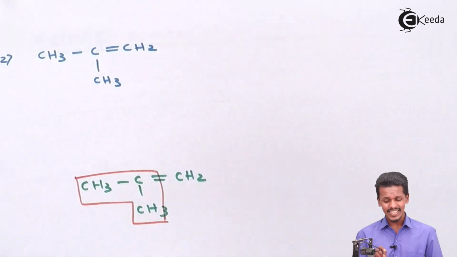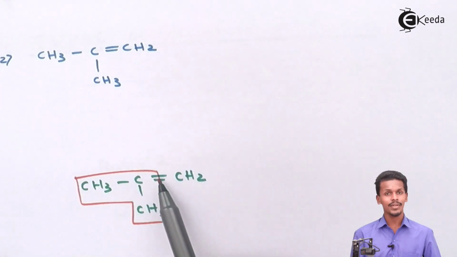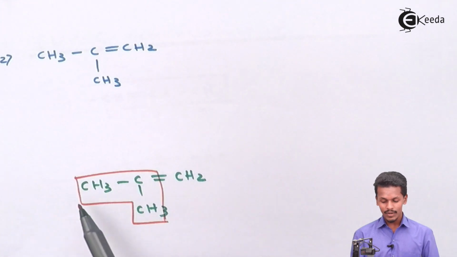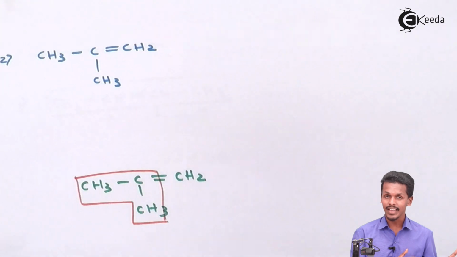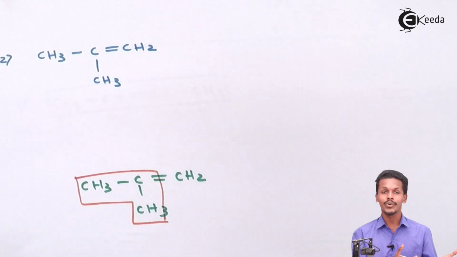The reason behind that is, as I can see, there is a carbon-carbon double bond, and we can't ignore it. If we ignore it, we would get a carbon-carbon single bond, which represents an alkane. But this is not an alkane, this is actually an alkene, because according to the definition of an alkene, there should be a carbon-carbon double bond in that hydrocarbon or in that kind of molecule.